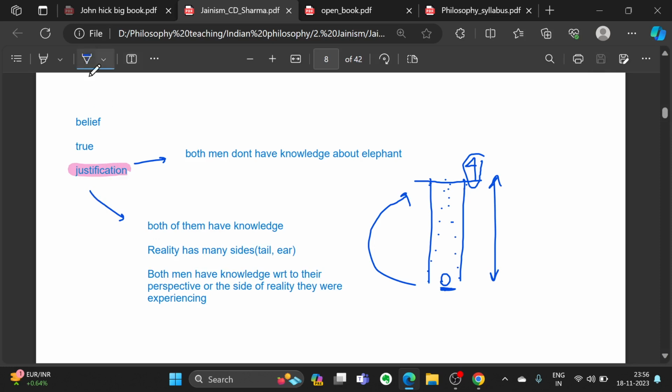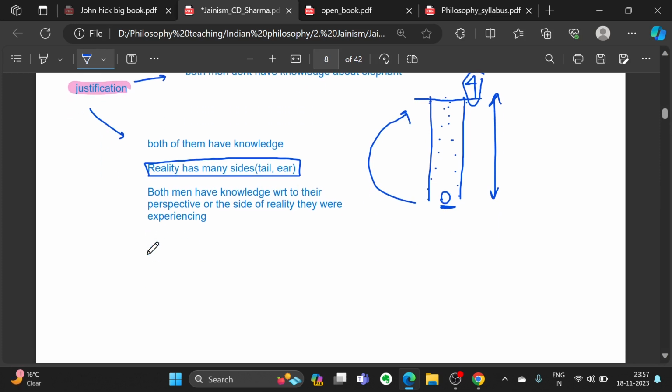relaxed the justification part. But to relax this justification, they have also given a kind of metaphysical explanation to it. What is the metaphysical explanation? If you see here, they are saying that reality has many sides. Okay, so here they are talking about reality. Talking about reality is metaphysics. So they have changed the conception of reality itself, that reality has many sides. This is what is Anekantvada.